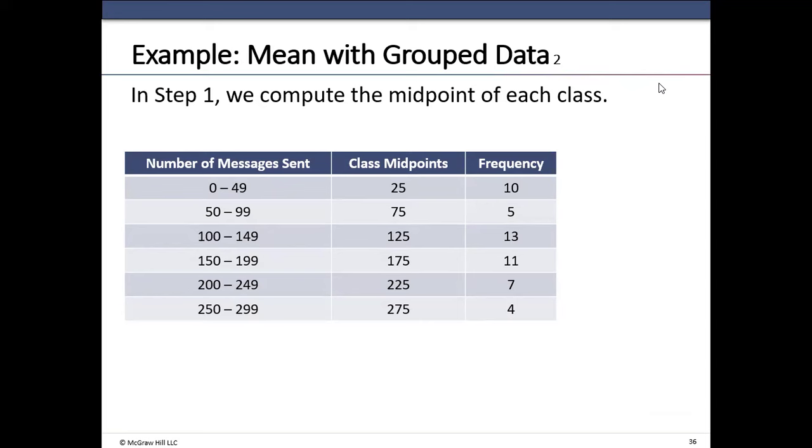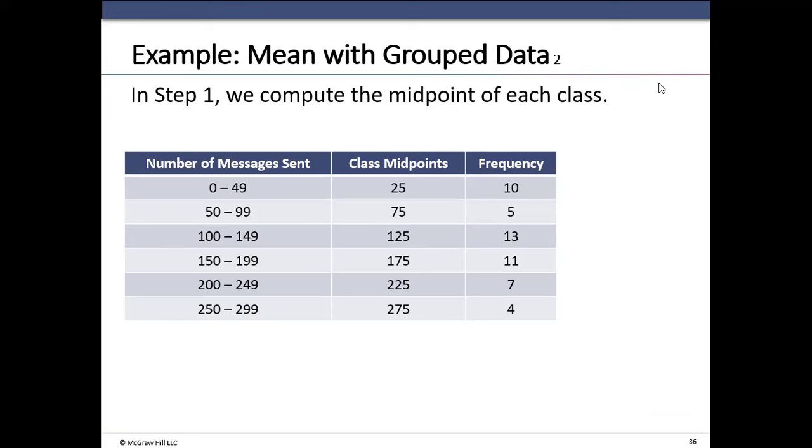Then stat button, then 1, edit, L1, L2. Always in this type of data, grouped data, the midpoints go in L1. So in L1 of my calculator, I will enter the midpoints. Notice all the midpoints are separated by 50, which is the class width, as in 50 minus 0, 50. So we will enter the midpoints in L1: 25, 75, 125, 175, 225, and 275.